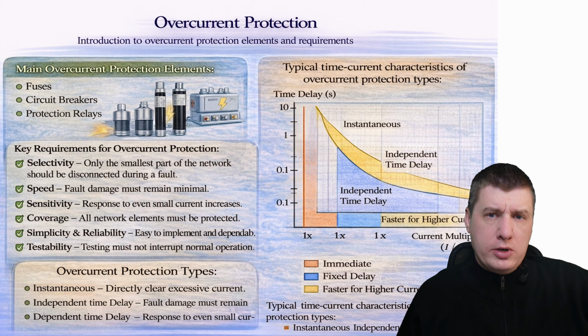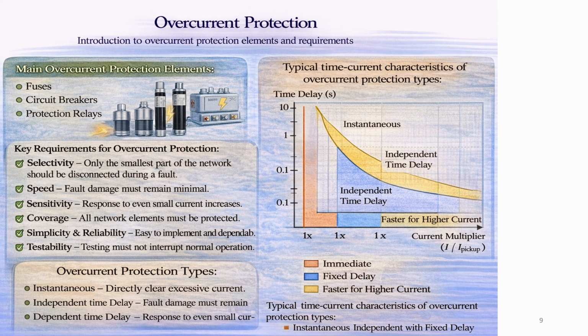Now we focus on overcurrent protection. Overcurrent protection has a central role in electrical networks. In distribution networks, the main overcurrent protection elements are fuses, circuit breakers, and protection relays. Circuit breakers are mainly used in low voltage networks. Fuses are used in low voltage networks and also medium voltage networks up to 100 kilovolts. In medium and high voltage networks, overcurrent protection is mainly implemented using overcurrent relays.